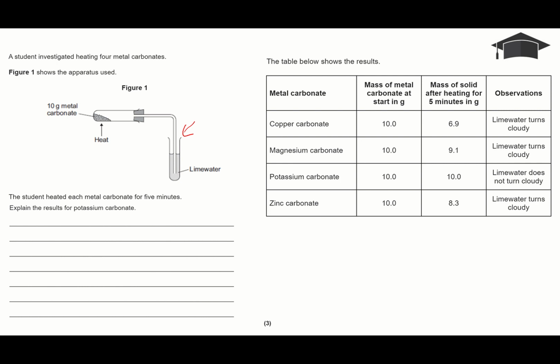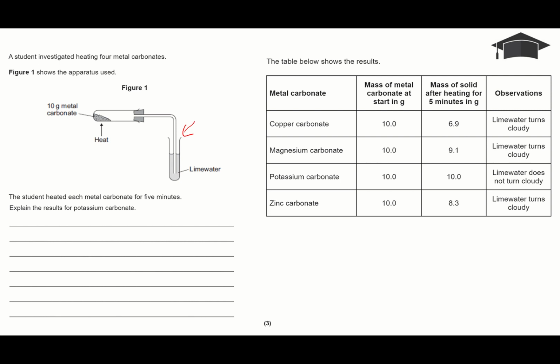Then we've got some figures in a table. We've got copper carbonate, magnesium carbonate, potassium carbonate, zinc carbonate. You can see the mass after heating for 5 minutes and observations. The question is a 3-marker. It's asking what would happen, or explain the results for potassium carbonate. You can pause it there and try answering this question yourselves now before I give you the answers.